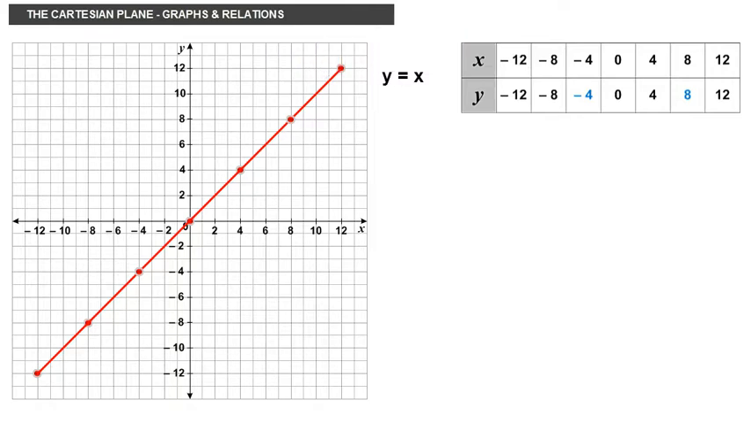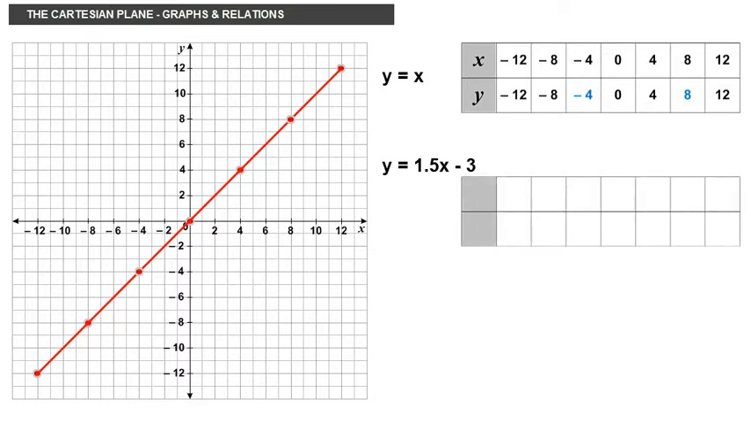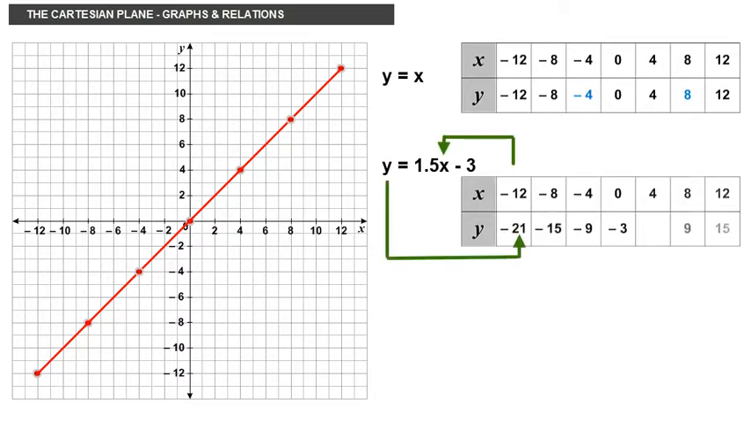Let's upgrade the relation to something slightly more complicated, y equals 1.5x minus 3. Once again, we build a table with x values that we wish to supply into the relation and evaluate the corresponding y values. Substituting x equals negative 12 into the relation results in y equals negative 21. Proceeding with other x values results in these corresponding y values, and we obtain 6 coordinates.